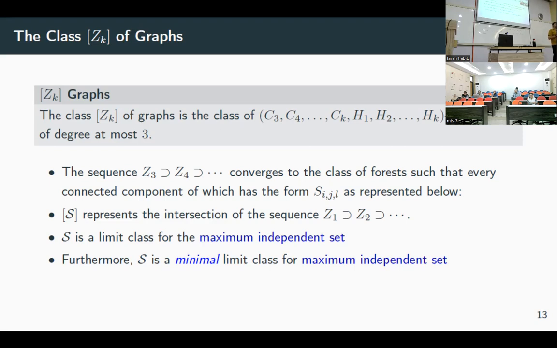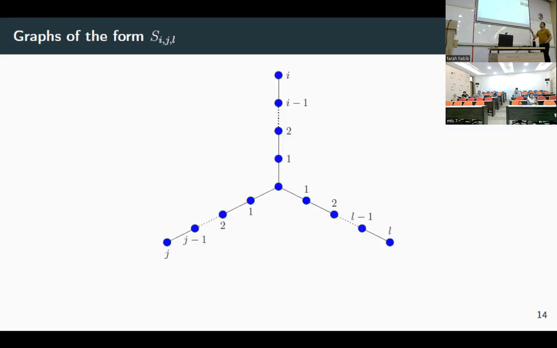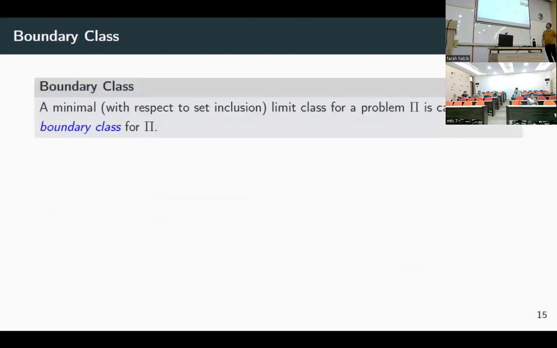So we say that eventually they will converge to a forest. If you keep doing it sufficiently many times, then it will become a forest. And the forest will look like this. Right? So this is a tree. Every tree would have something like this. So we call it the S_{i,j,k} graph, or the form of this graph.